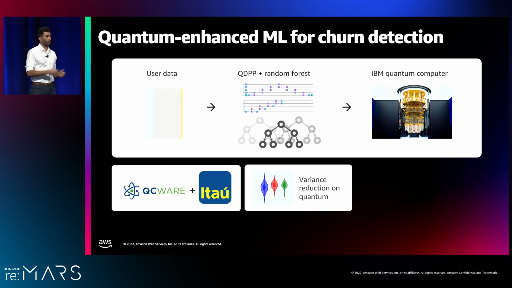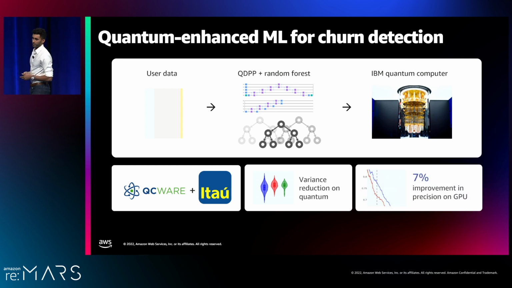But of course, we wanted to run their whole data set. We wanted to actually solve their problem. So we devised a variant of this algorithm that could be run just on GPUs. It didn't have the full power of quantum algorithms, but it did allow us to run the full data set. And when we did this, we found a 7% improvement in precision on top of their model that they were already using in production. So this is quantum-inspired ROI.